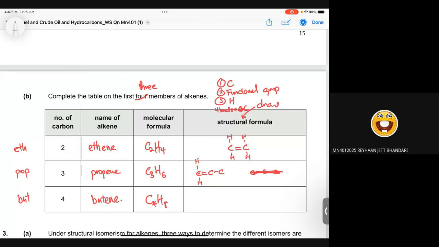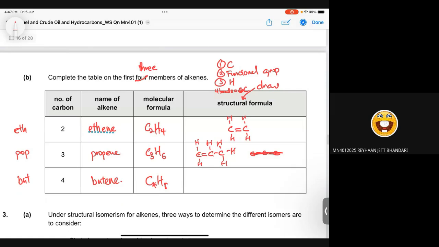So if I look at the middle carbon here, take note, I already have 2 on the left and 1 on the right, so I'm only supposed to draw 1 more hydrogen over here. Be careful of this. And last one, hydrogen across here.